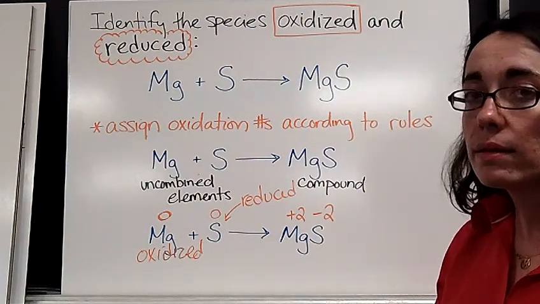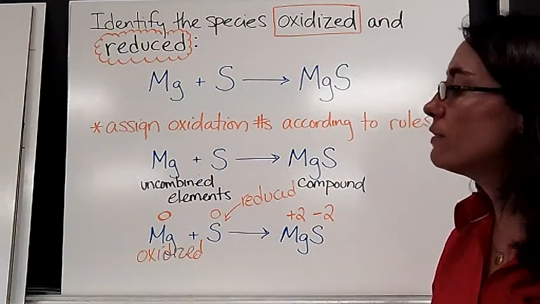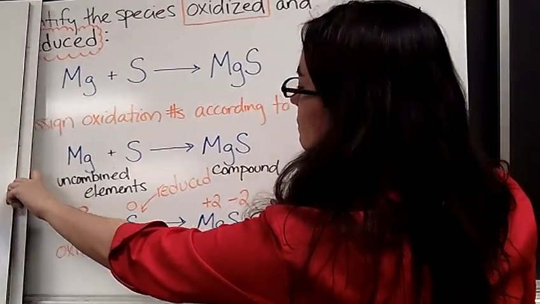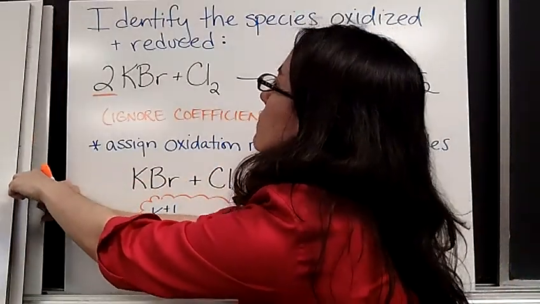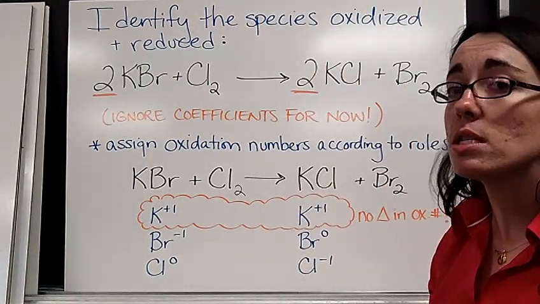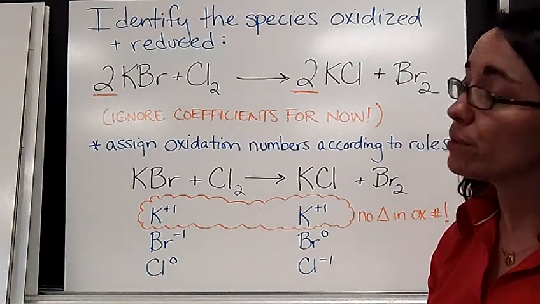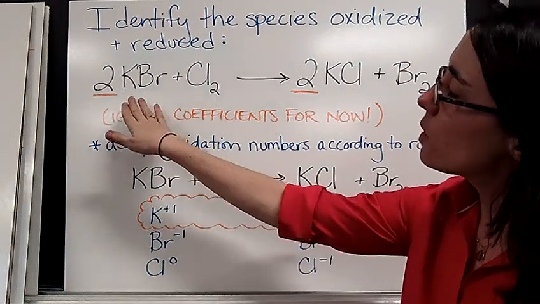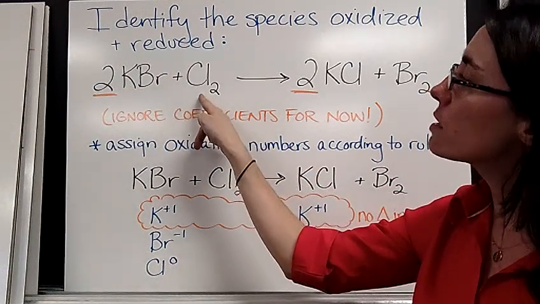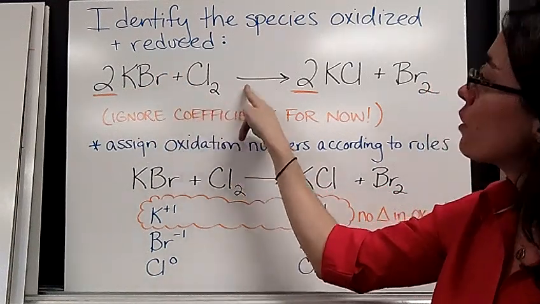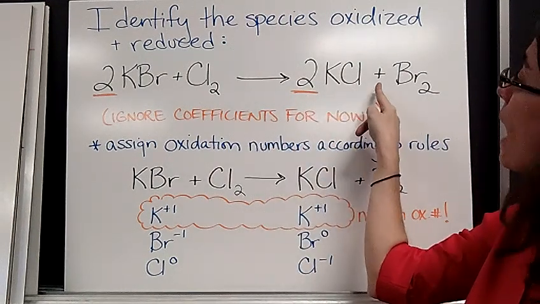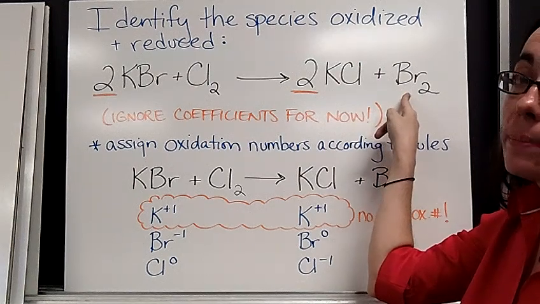All right. I think now we're ready to try something a little bit more difficult. Let's try to step it up a notch. Okay, again, your task: identify the species oxidized and the species reduced. In this case, we have 2 particles of potassium bromide. We're going to add some chlorine to them. Through the reaction, we get 2 particles of potassium chloride and a bromine particle that goes with that.